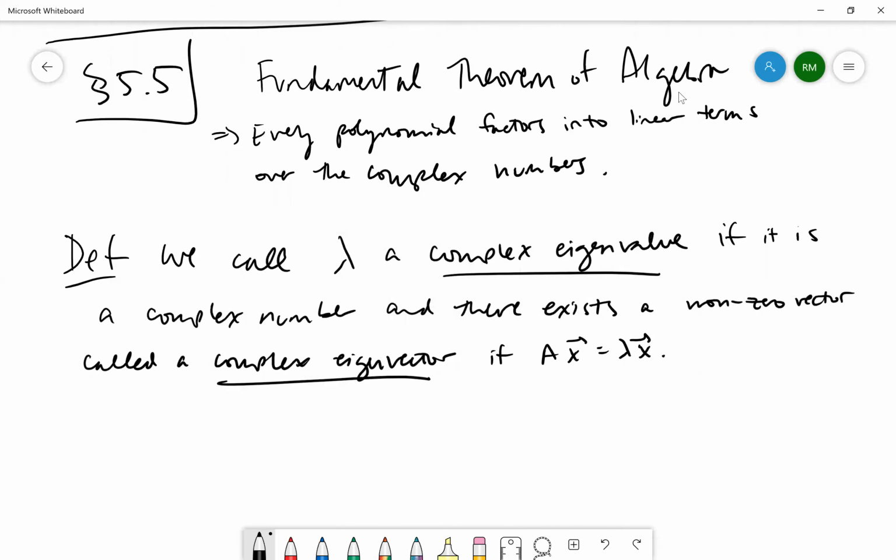So one thing I'll note is that we only call it a complex eigenvalue if, with lambda equal to a plus bi, b is not equal to 0. If b is 0, then it's just a real number. So let's look at a matrix of this form and compute the characteristic polynomial.